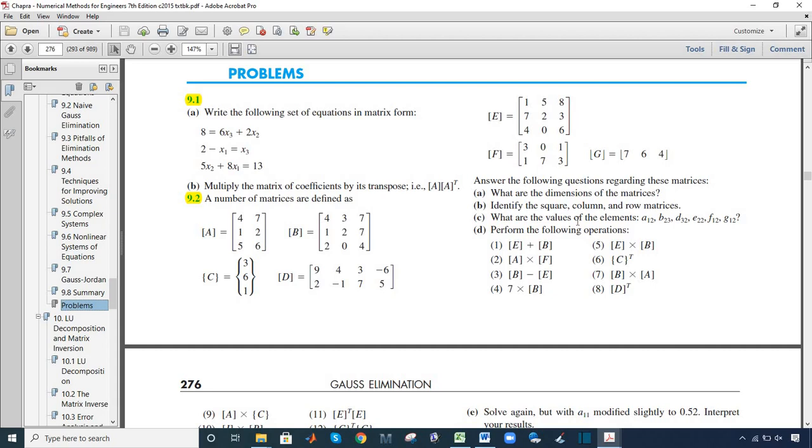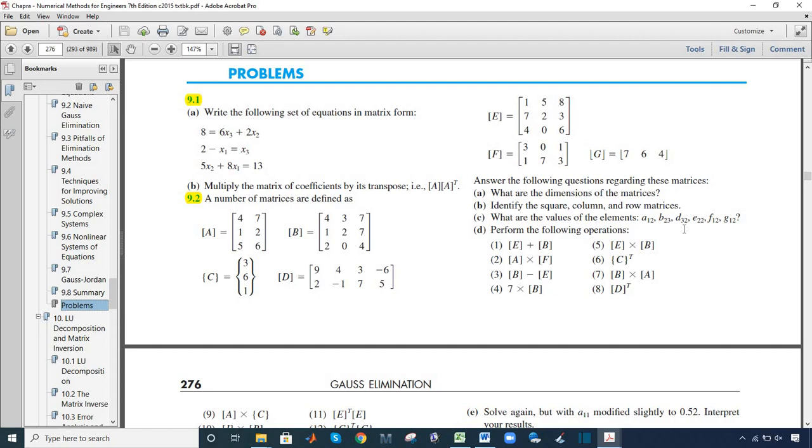C part is, what are the values of the elements? You have to find the values of these elements in these matrices. For example, F12, this is F matrix. 1 means first row, 2 means second column, 0. F12 value is 0.